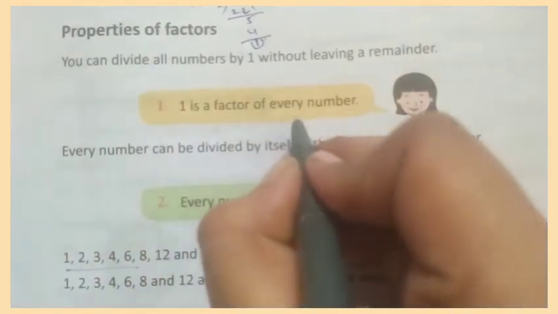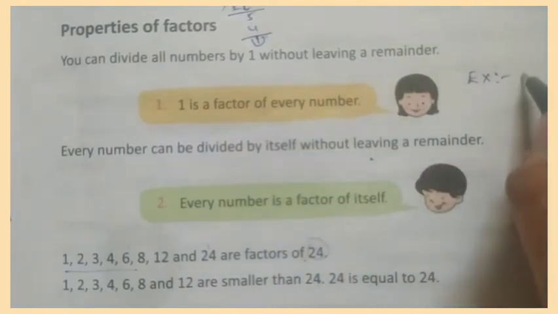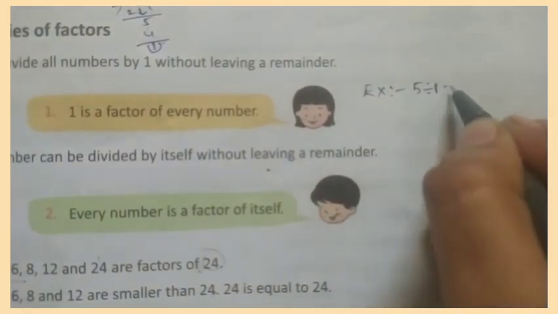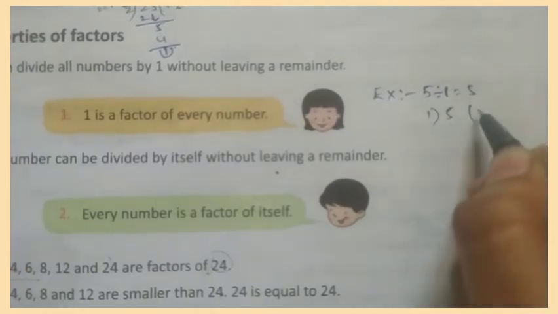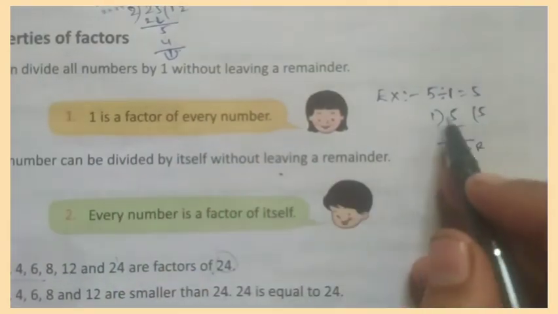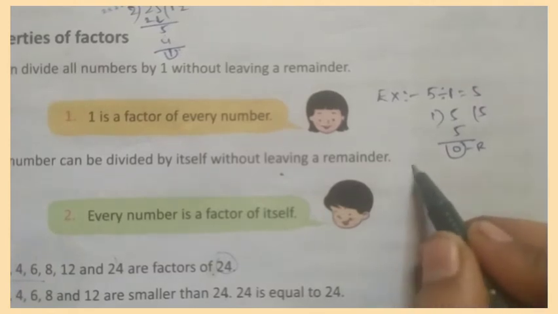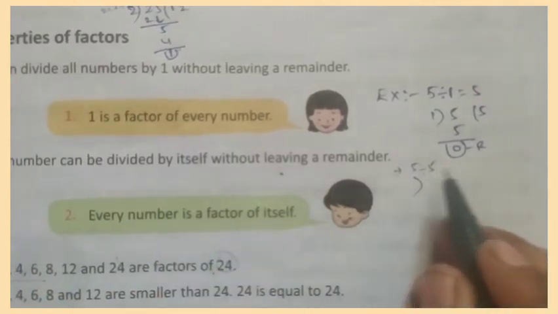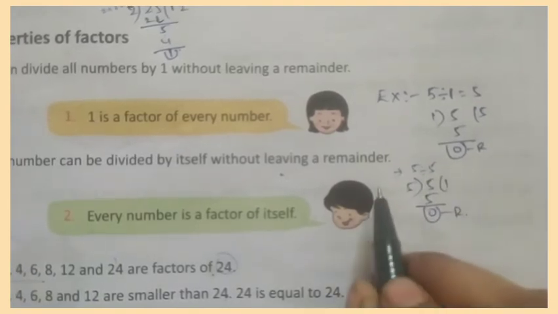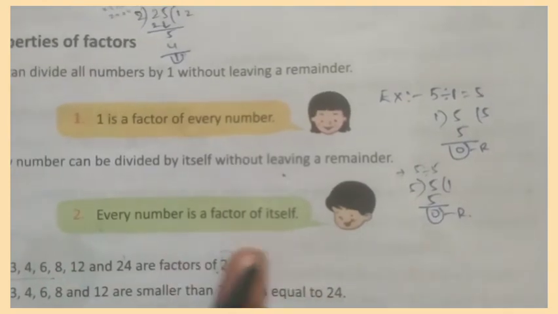For example, for the first property we will take 5 divided by 1 equal to 5. Means 1 5s are 5. 5 minus 5 is 0. So we got remainder 0. So 1 is a factor of every number. Look, like that only: 5 divided by 5. For the second property, 5 ones are 5, minus 5 is 0. So we got remainder 0. So every number is a factor of itself.